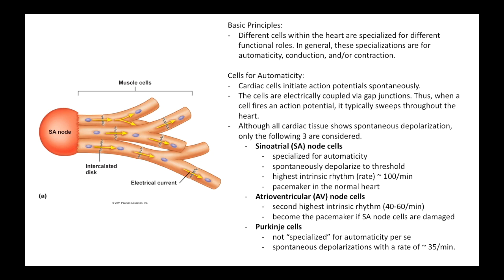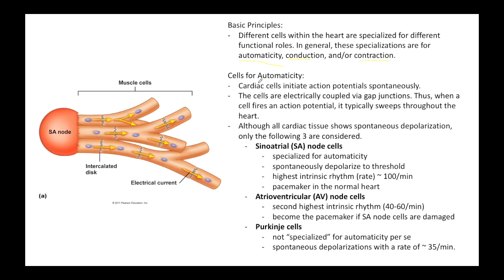we're going to talk about some action potential physiology, some basic principles. We have different cells within the heart, as we talked about. We have our muscle cells and our pacemaker cells, and they're specialized for different functional roles, and some of them overlap. In general, these are going to be for the automaticity of the heart, conduction, and contraction.